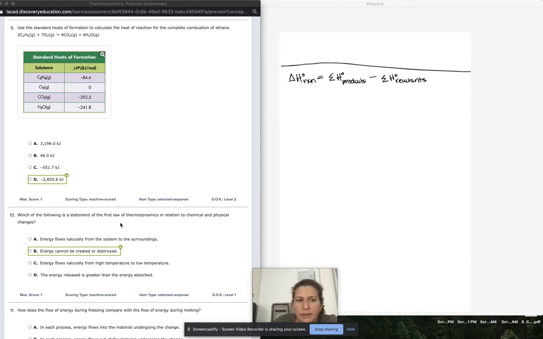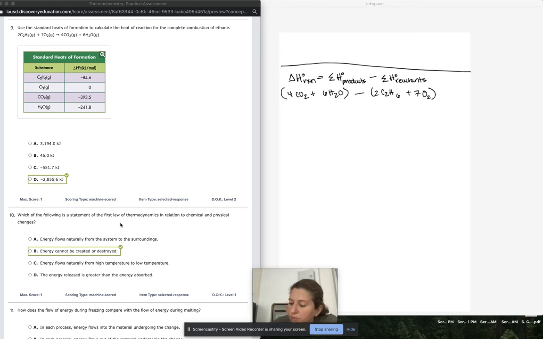So our products here are going to be the 4 moles of the CO2 plus our 6 moles of the H2O, right? So we're going to add those two together and then subtract them from the reactants, which are the 2 moles of our ethane, C2H6. Add that to our oxygen, which we have 7 moles of, and O2 is oxygen. Then I go back and I look in the chart to see what the values are.